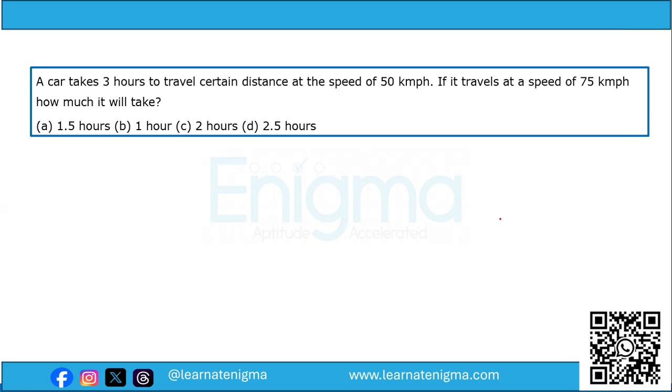A car takes 3 hours to travel a certain distance at the speed of 50 kilometers per hour. If it travels at a speed of 75 kilometers per hour, how much time will it take?